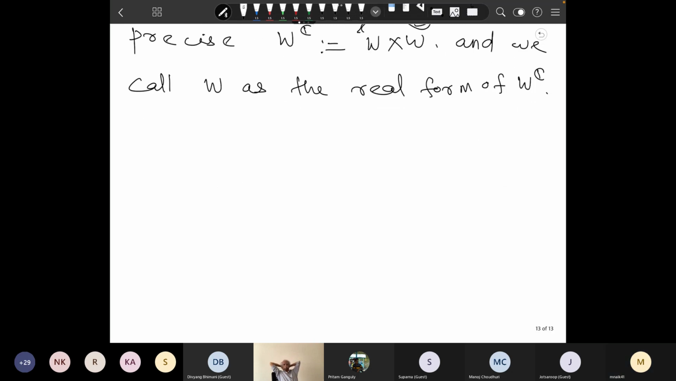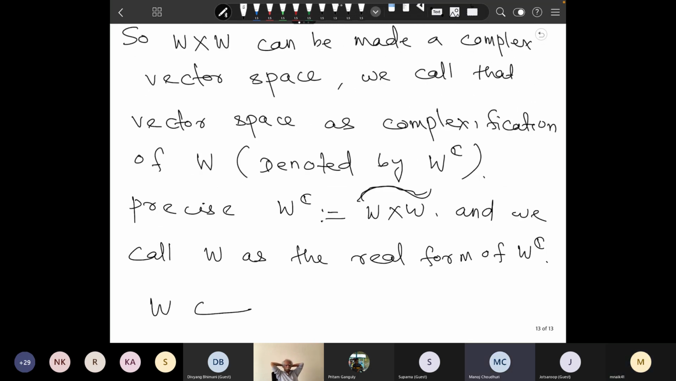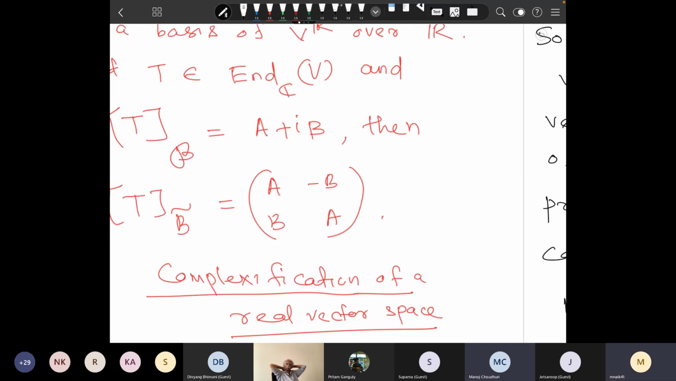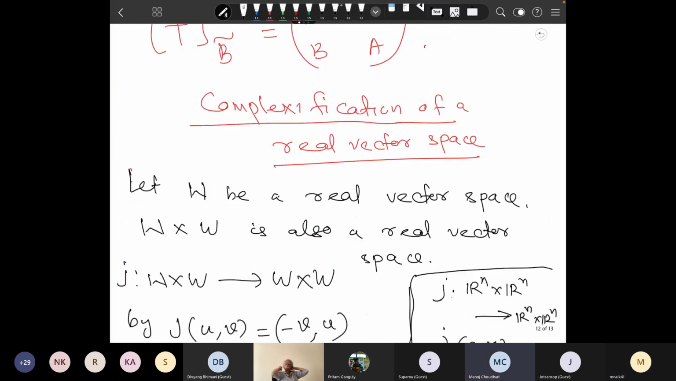Munna, just a curious question. Are you considering only finite dimensional vector spaces here, or infinite dimensional as well? Only finite dimensional.